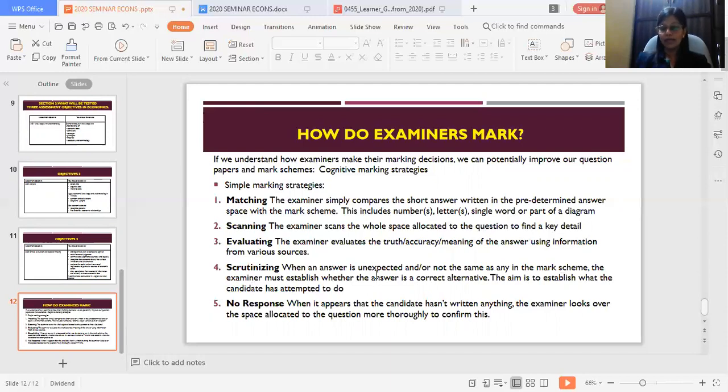So you don't worry. You can move on. All right, even though your answer is not in the answer scheme, we will look into it. All right, no response means when it appears that the candidate hasn't written anything, the examiner looks over the space allocated to the question more thoroughly to confirm this. All right, my advice, don't leave it blank. As I said, in economics, there's no yes and no answer. Maybe it can be an arguable question. Write what you know. At least you will gain 2 or 3 marks instead of 0.